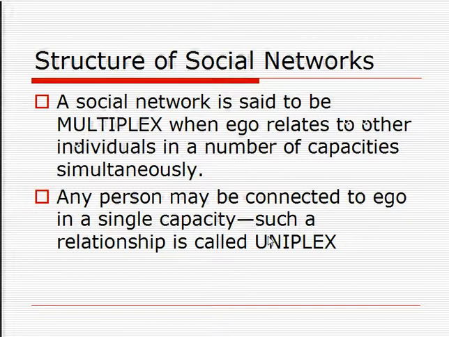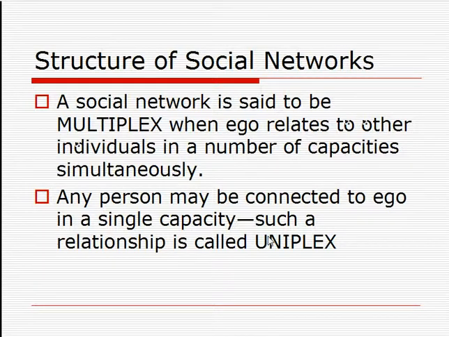A social network is said to be multiplex. This is the second kind of network. When ego relates to other individuals in a number of capacities simultaneously. Thus, ego might be the neighbor of his father, to whom he shares male clan obligations, elder board responsibilities, and family relations. Any person may be connected to ego in a single capacity. Such a relationship is called uniplex.